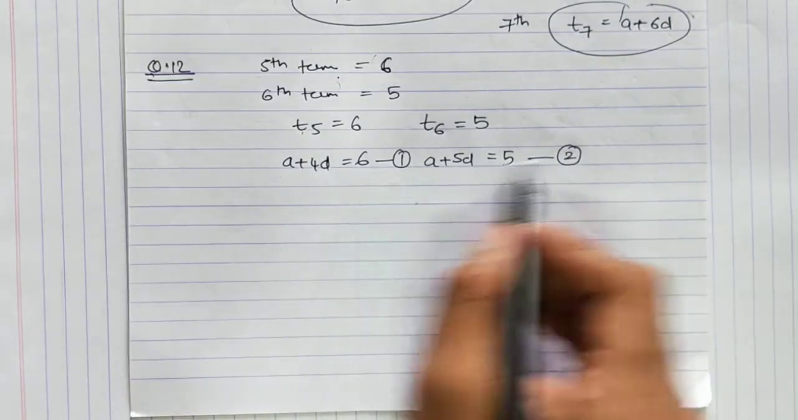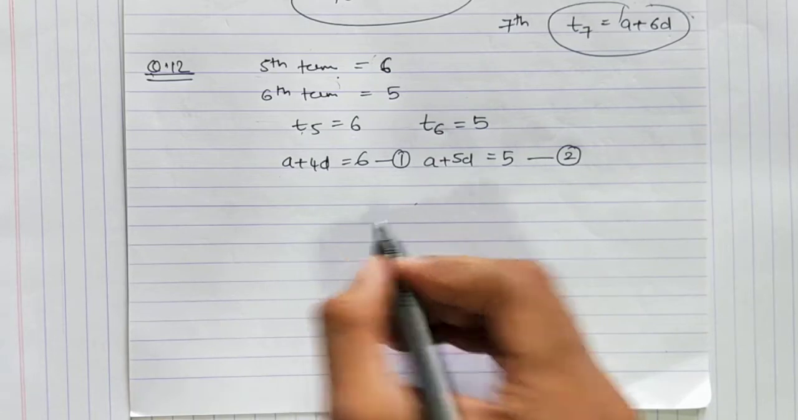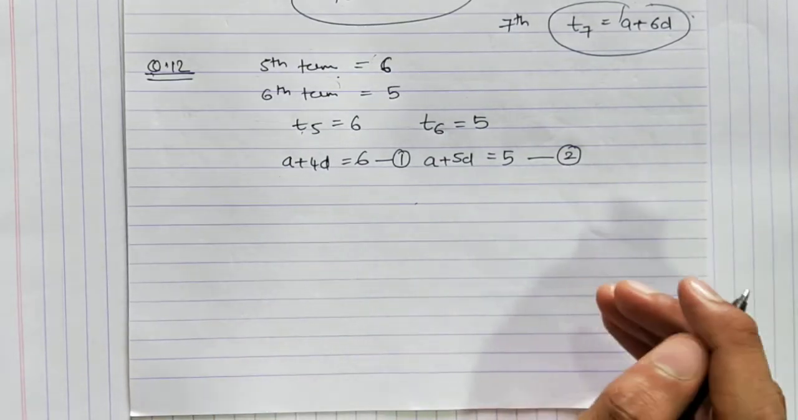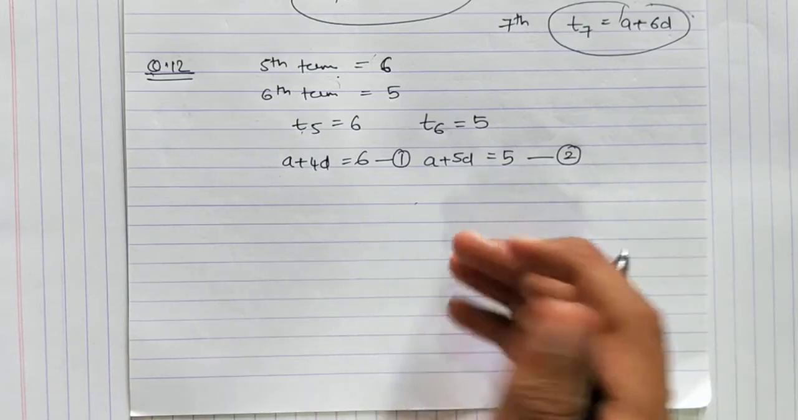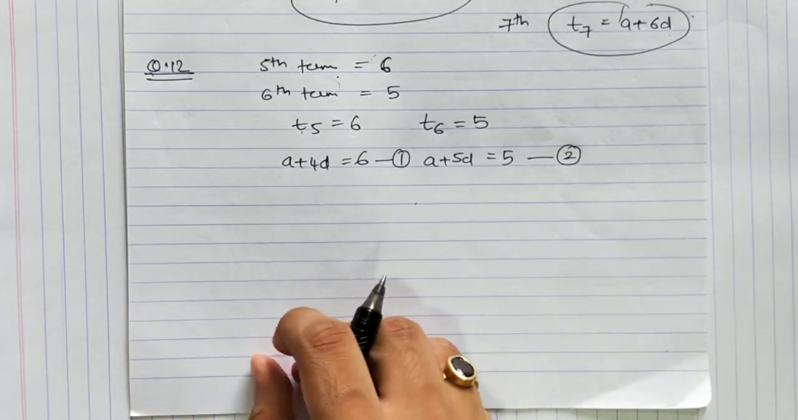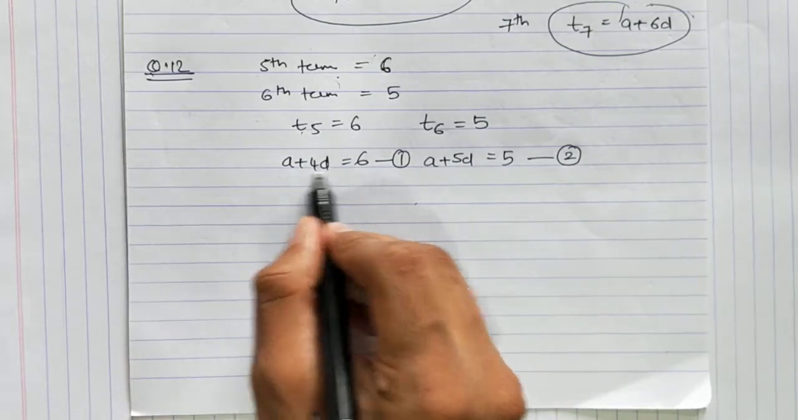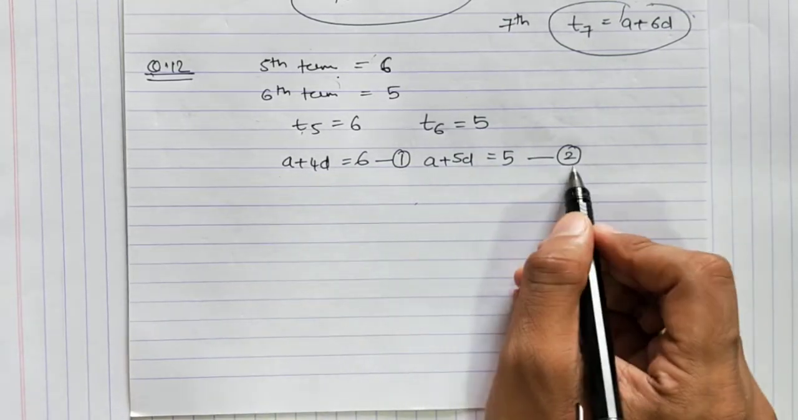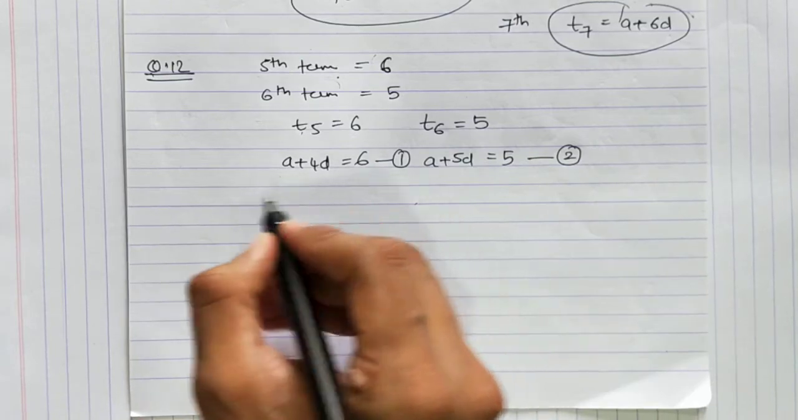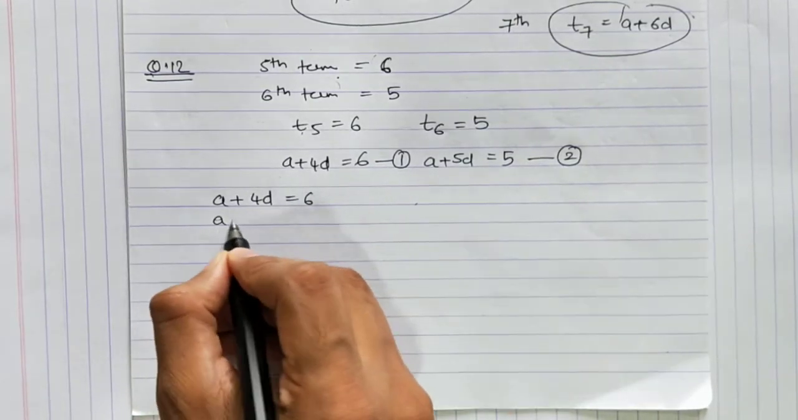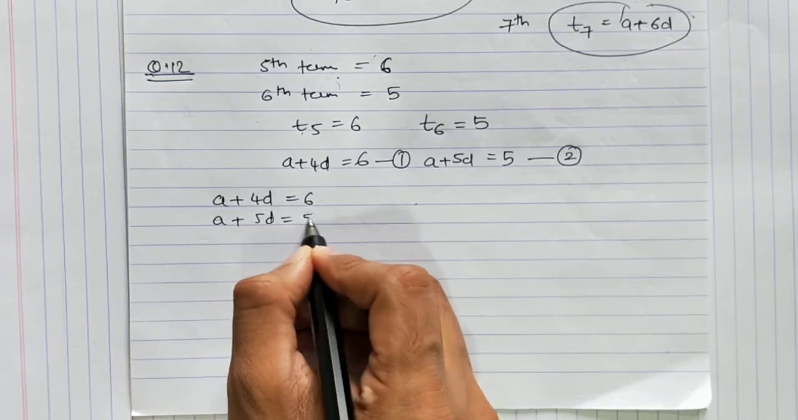And using these two equations we will find a and d in this question. इस क्वेश्चन में a और d की वैल्यू नहीं दी है, a और d हमें ढूंढना है and then ultimately we will find the AP. Okay, so see, this is the first equation, this is the second equation. Solve them simultaneously. A plus 4d equals 6, a plus 5d equals 5.